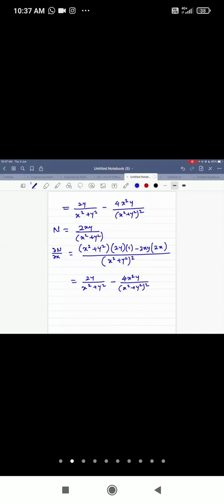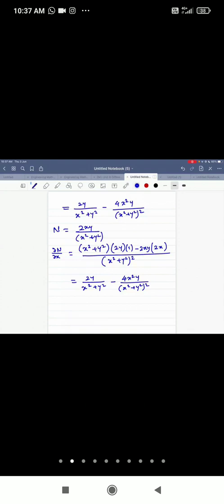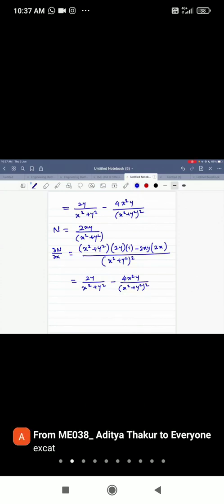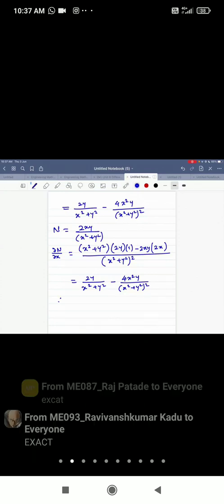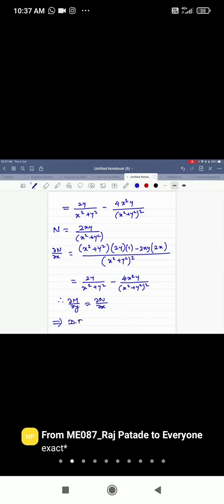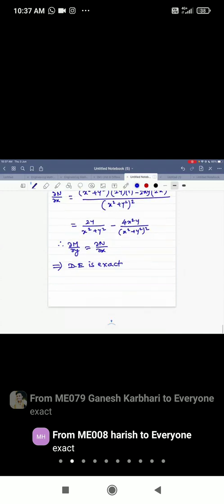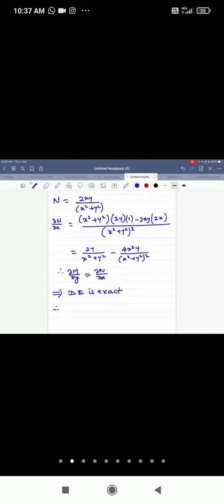Okay, so what is your conclusion? What is your conclusion? Exact, right? So ∂M/∂y equals ∂N/∂x, and this implies the differential equation is exact, right? So what is the general solution? Therefore, the general solution is, yes, what is the general solution?